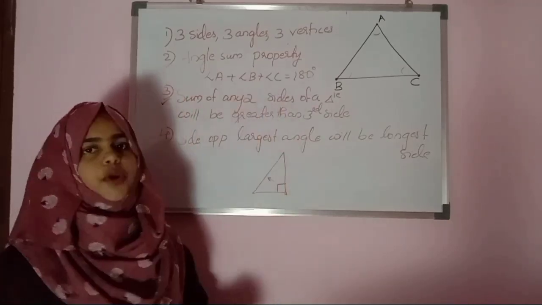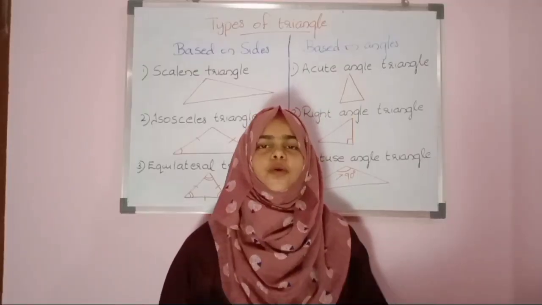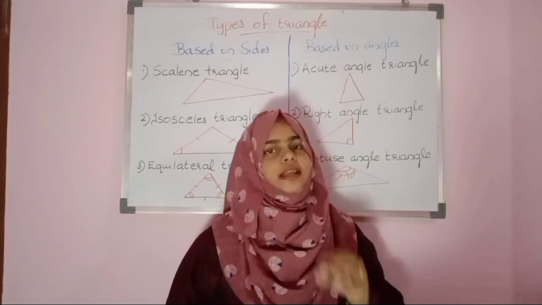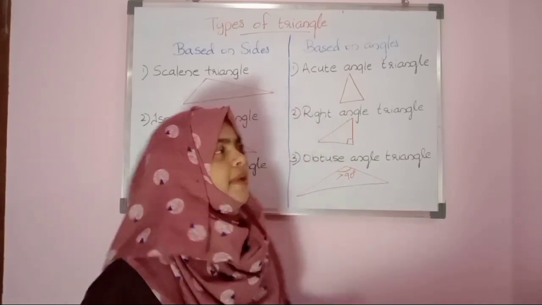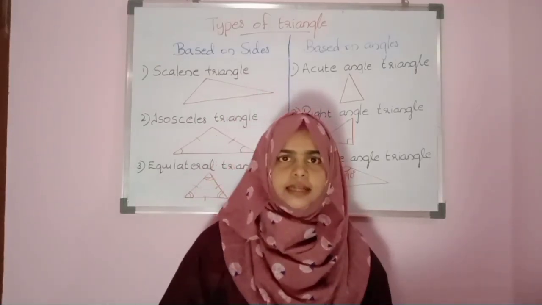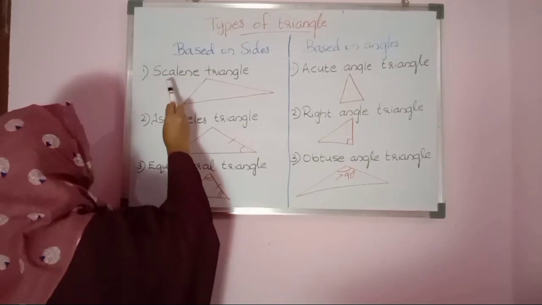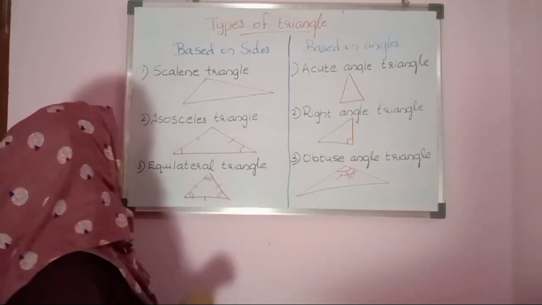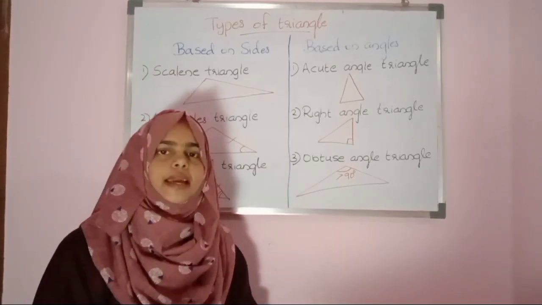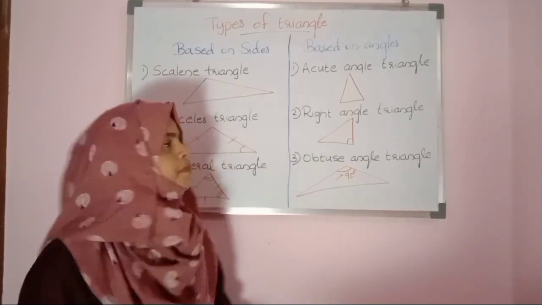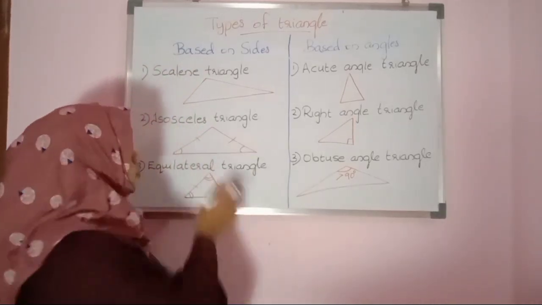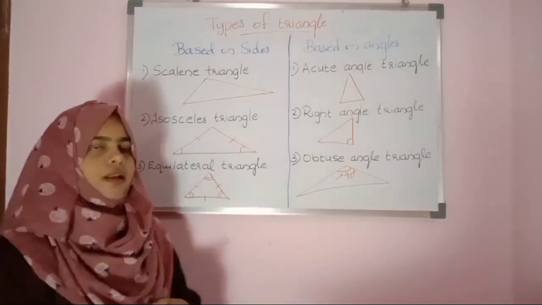Okay, so these are the properties of a triangle. So now we are going to discuss types of triangles. We can classify triangles in two ways: based on sides and based on angles. Based on sides, triangles are of three types: scalene triangle, isosceles triangle and equilateral triangle. Scalene triangle means all the sides have different measurements. Now isosceles triangle. Isosceles triangle means two sides of the triangle will be equal. Okay.